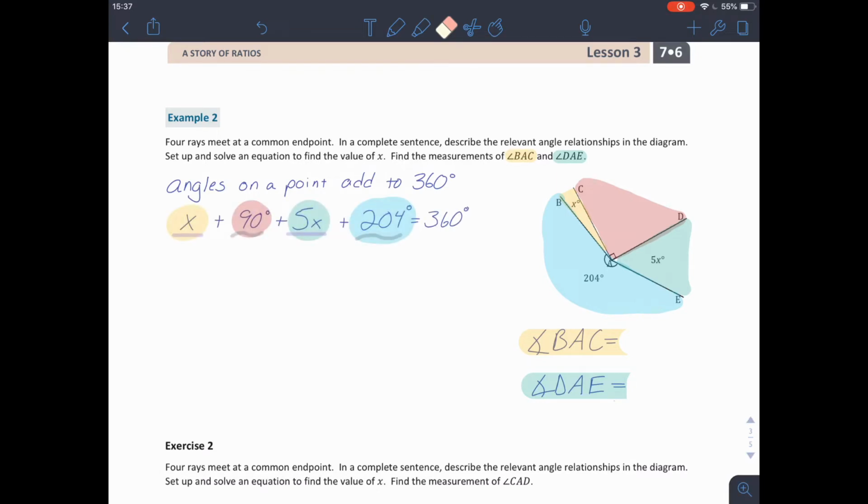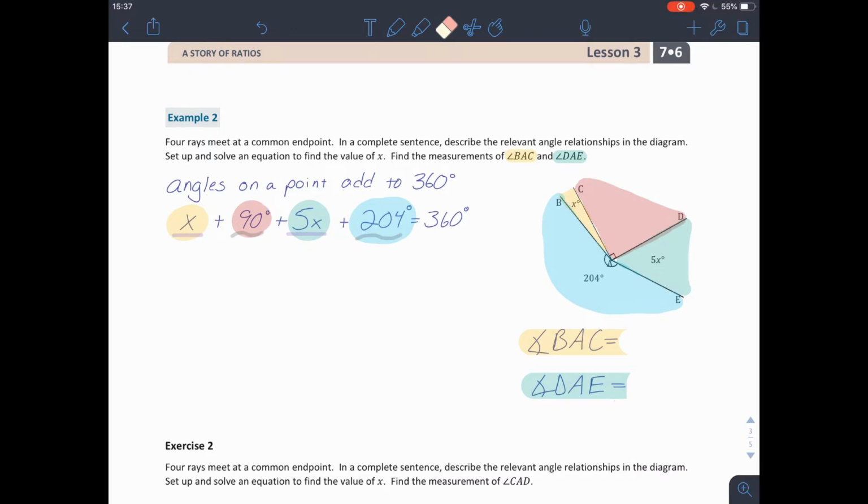When I wrote mine, I color-coded, so I kept track of where I got my angles from and to make sure that I got every single one of my angles represented here. So now I need to follow my steps for solving algebra problems. No parentheses that require distributing in this problem. So then what I have to do next is combine like terms.